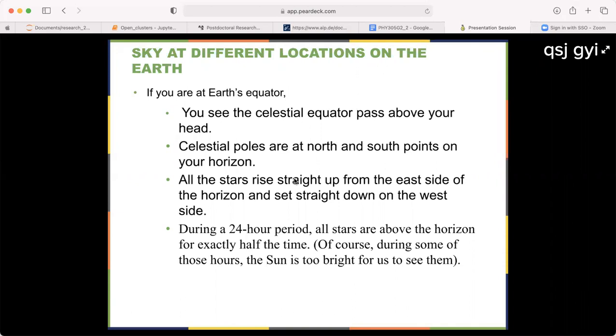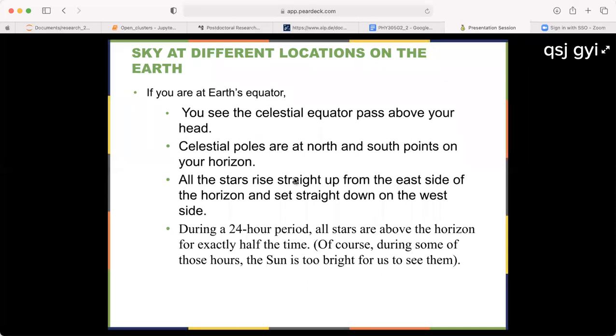The other thing is, all the stars will rise straight up from the east side and they will set down on the west side. Now, this is what you will observe. Since we are very close to the equator, this is somewhat similar to what we are observing as well. They all will rise from the east and set in the west. During the 24-hour period, all the stars are above the horizon for half of the time, roughly 12 hours.